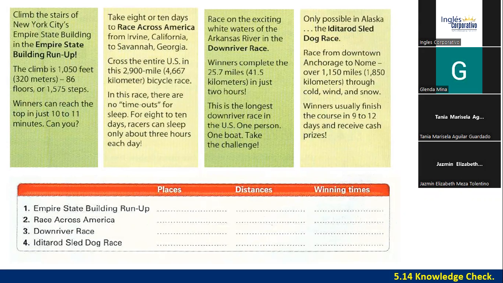Now, girls, let's go ahead and take a look at the pieces of information that we need to find down here. It says that we need to find out, number one, the places, then the distances, and the winning times, okay? What about number one? Empire State Building. What is the place? New York City. Muy bien. Okay. What is the distance?